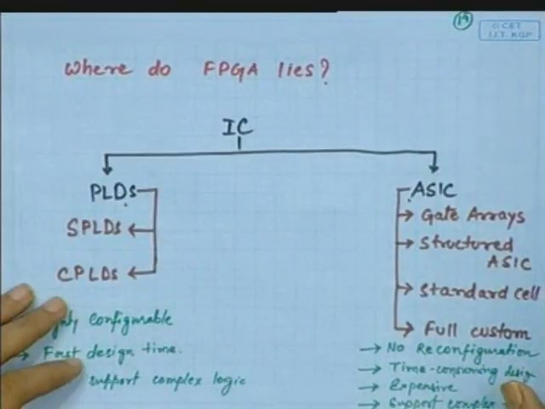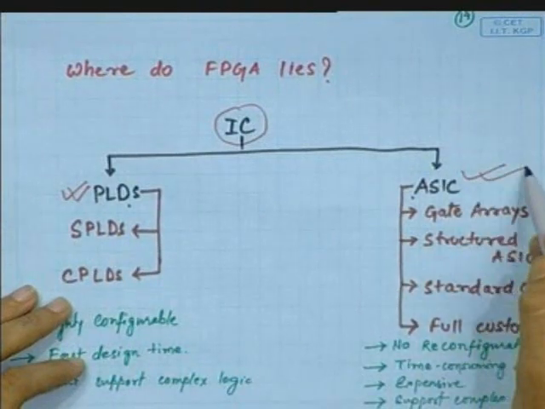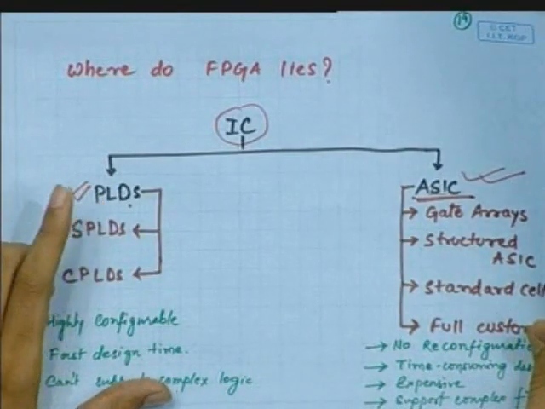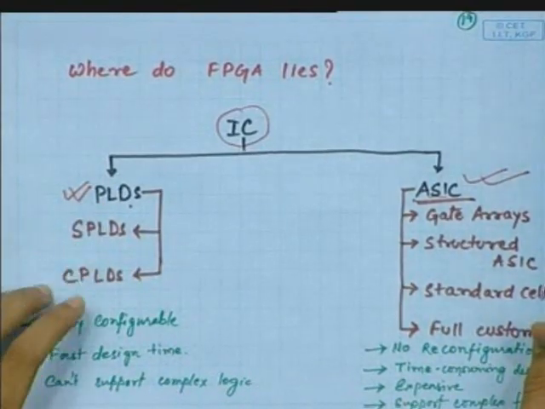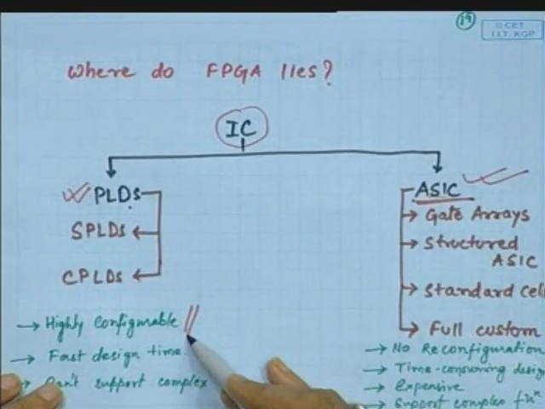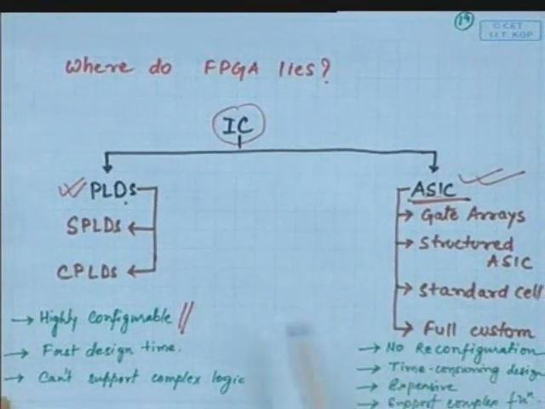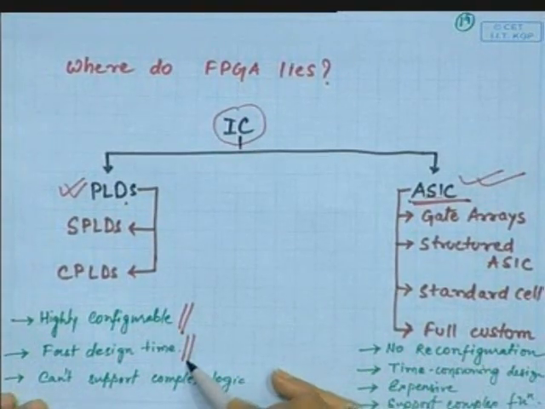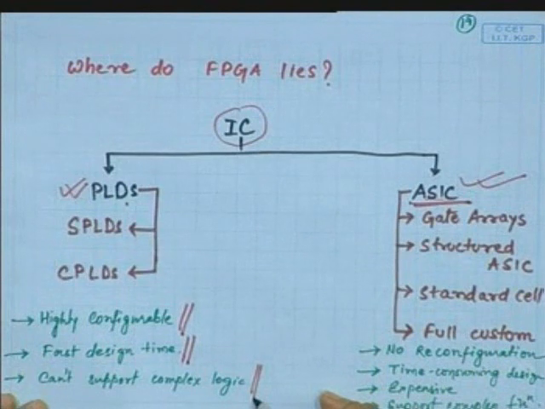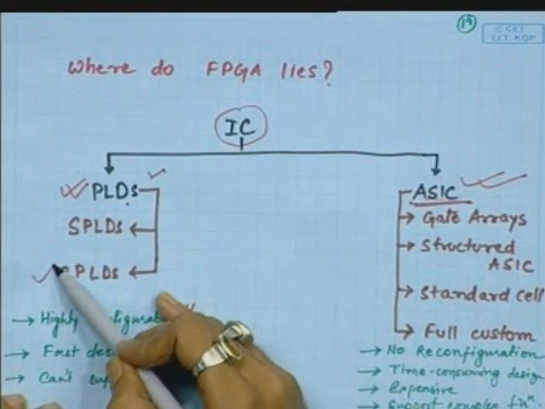Now, where do FPGAs lie? An IC can be programmable or one-time programmable, meaning we have learned about ASICs. There are some programmable logic devices. These are generally simple programmable logic and complex programmable logic. Now, these PLDs are highly configurable. Every time you can configure it. You can use it to implement your functions. The design time is fast. In a day or two, you can implement a function, but they can't support complex logic. Suppose you have a huge logic, it cannot be implemented on PLDs, whether it be CPLD.